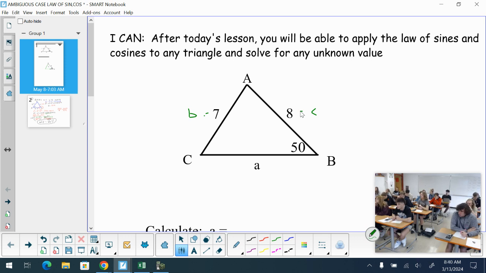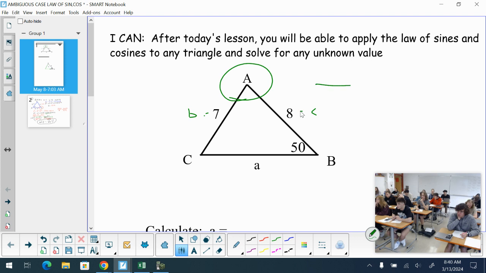So we have to do a preliminary step to be able to find little a. And that preliminary step is to find angle A. Now, we've gone through the law of sines, we've gone through the law of cosines, and the easiest one to work with is the law of sines. It's just, you don't have to worry about square terms in there, and it's just a little bit easier to work with.